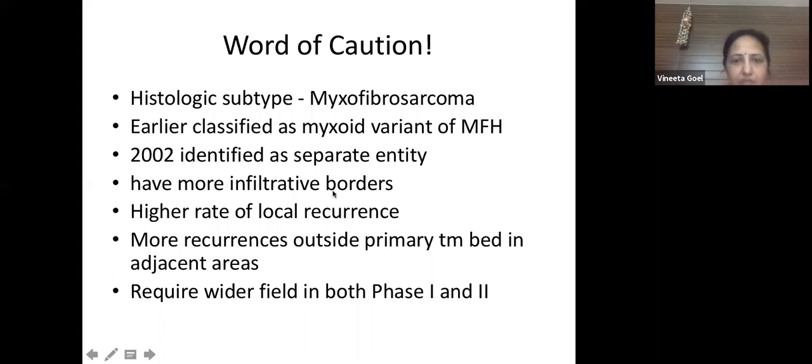This tumor has been shown to have much more infiltrative borders. In spite of treating with surgery and radiation therapy, they have a higher rate of local recurrences. There are studies which have shown that the majority of the recurrences occur outside the primary tumor bed, and probably 5 centimeter margins are also not enough for this myxofibrosarcoma. The recommended margin is up to 6 to 7 centimeters for patients with myxofibrosarcoma.